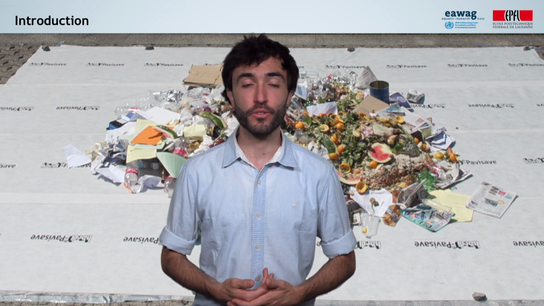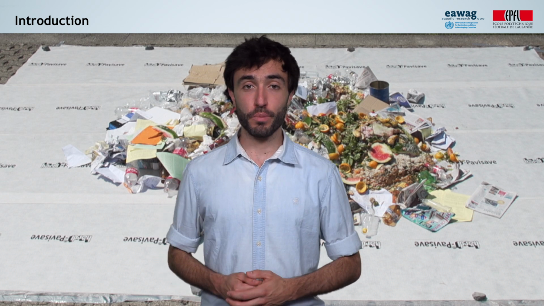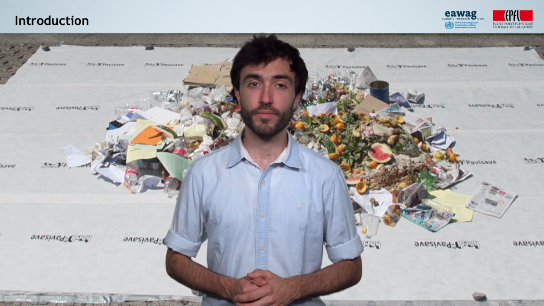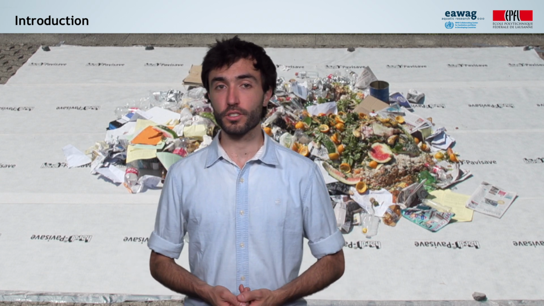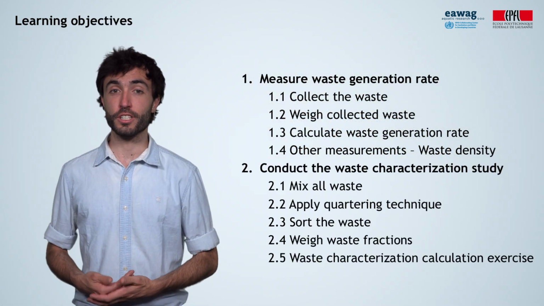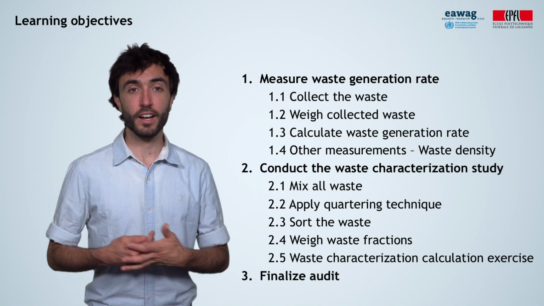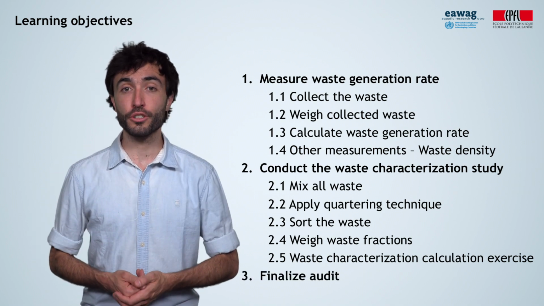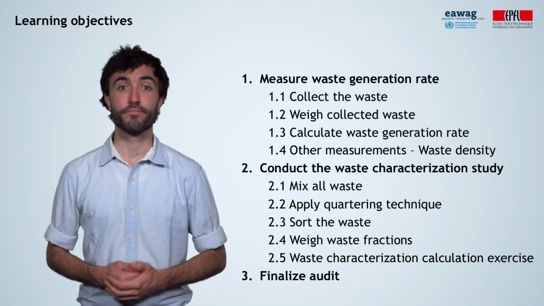Welcome to this second part of the module. In this second part, you will learn how to conduct the steps of a waste audit. These are divided into three blocks: measure generation rate, conduct waste characterization study, and finalize the waste audit. We will use the example of a fictitious city called Iria.